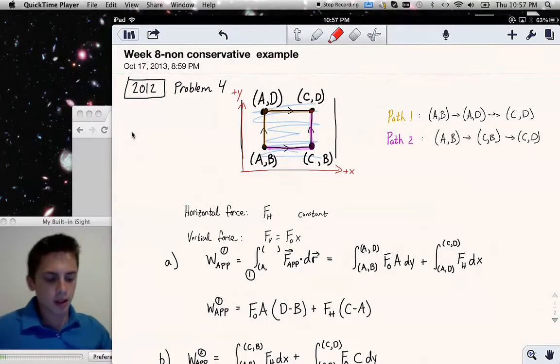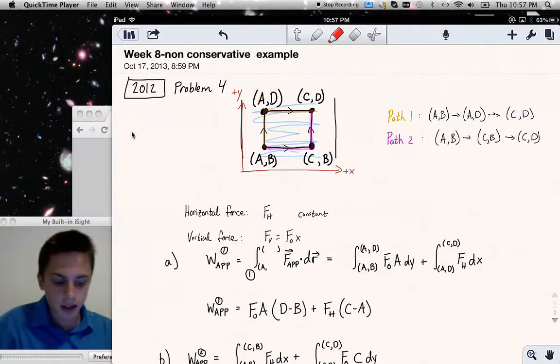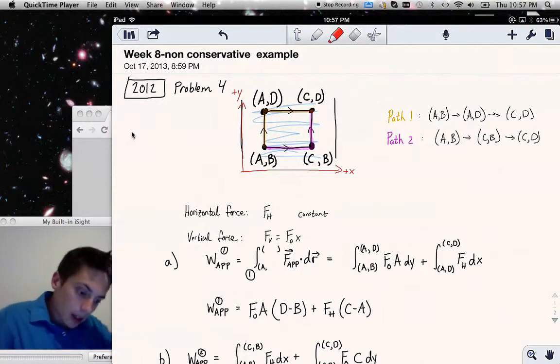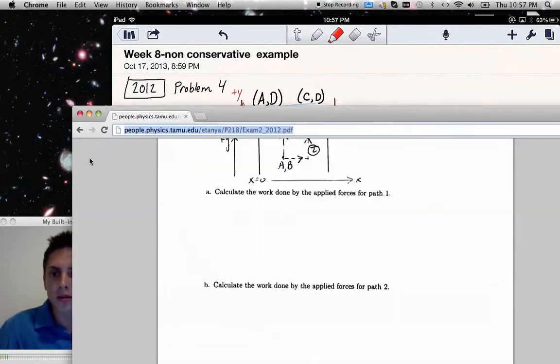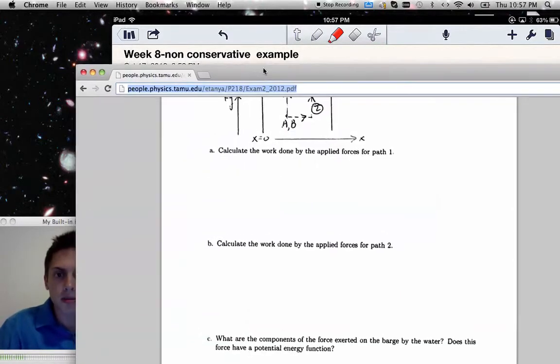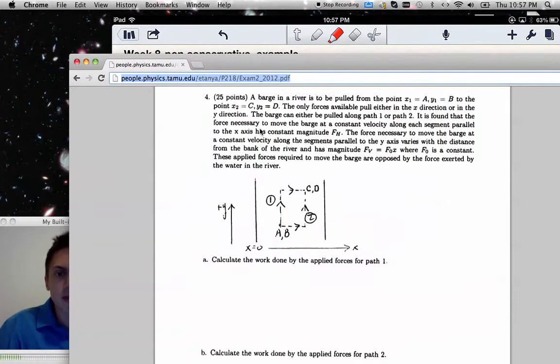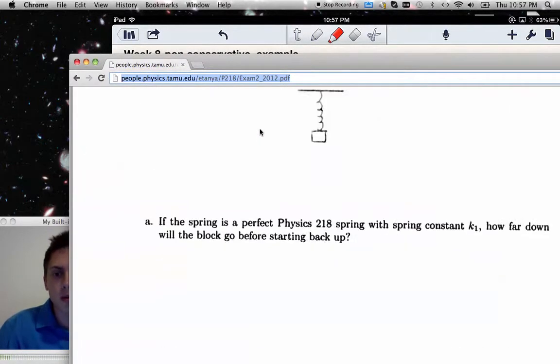Okay, so this is the second example from week 8, and I would like to look at a situation where we're going to be dealing with a force, and we're going to be showing that it's non-conservative, alright? And so this is problem 4 from 2012 exam 2, and I'll show you that briefly, and I'll make sure to put the link in the description for the problem.